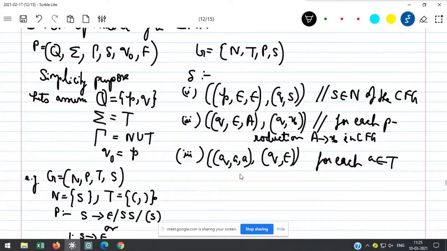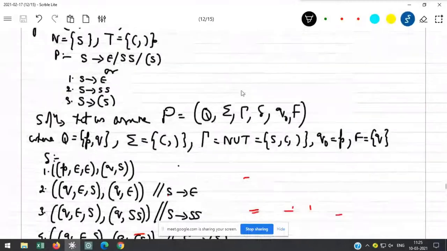Now, as per the third rule, for writing the transition function, what they have written here says: for all the terminals present in this capital T, which is the set of terminals, you have to insert the transition like this. Let me just start doing this.